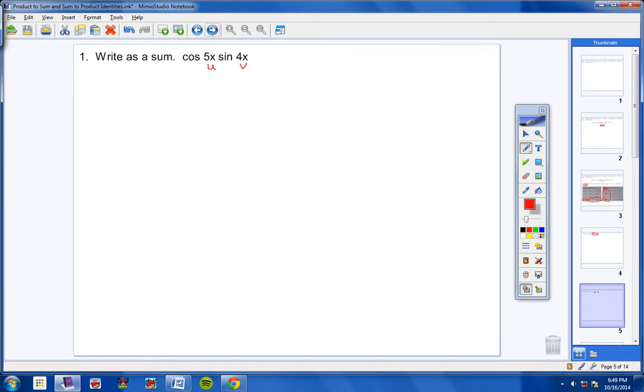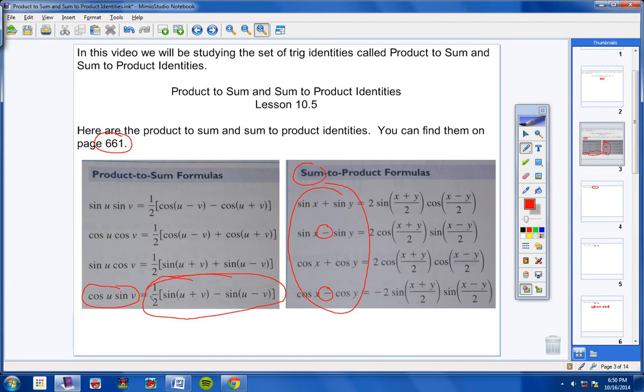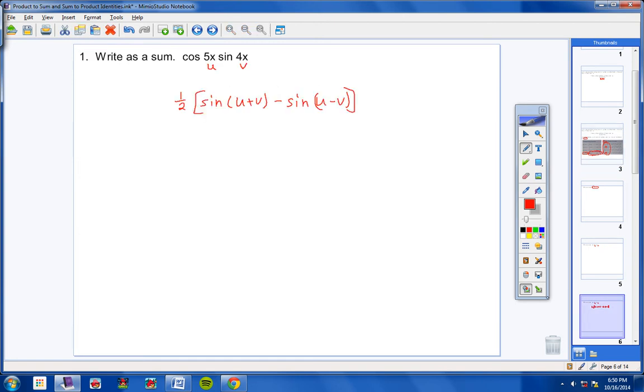So here's what we have. Let's write this down, please, okay? Whenever you have cosine times sine, it's the same thing as 1/2 times sine of u plus v minus sine of u minus v. Okay, so copy that down. And that's right here from your trig identity sheet, right here, okay?